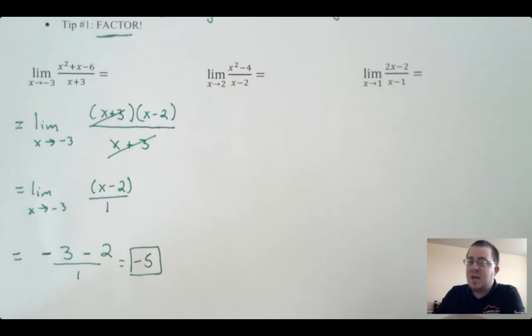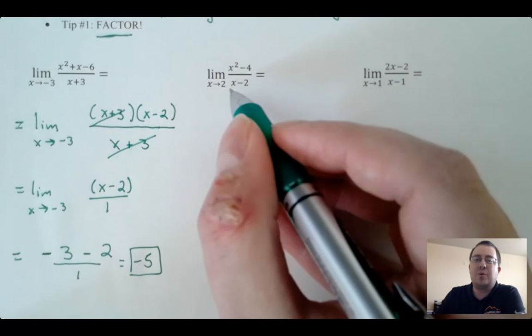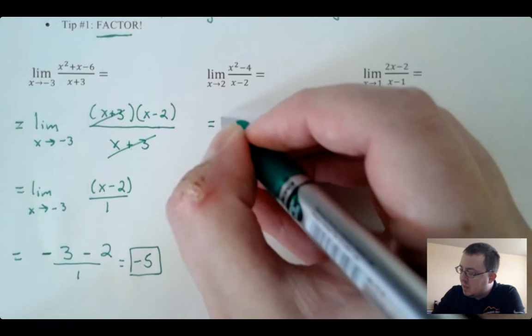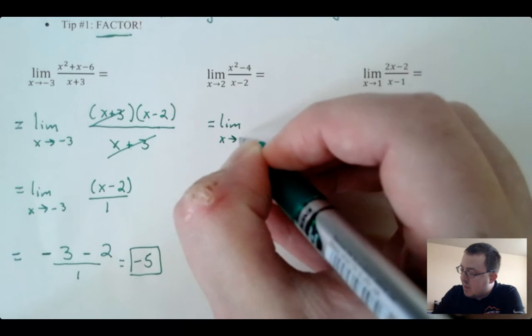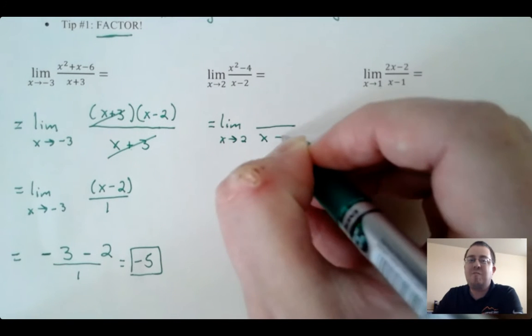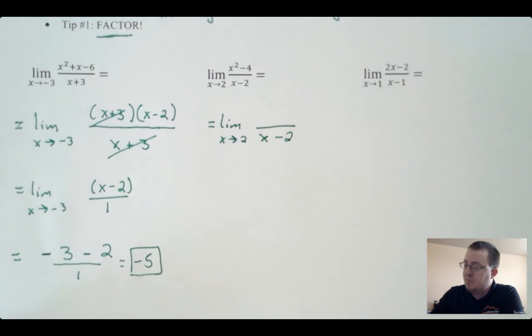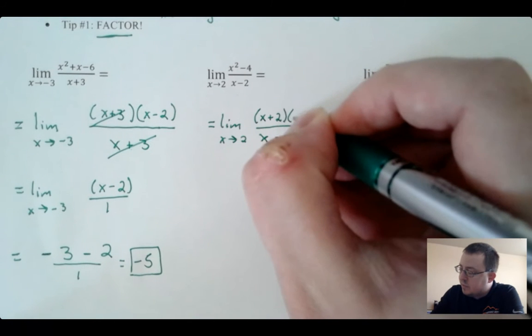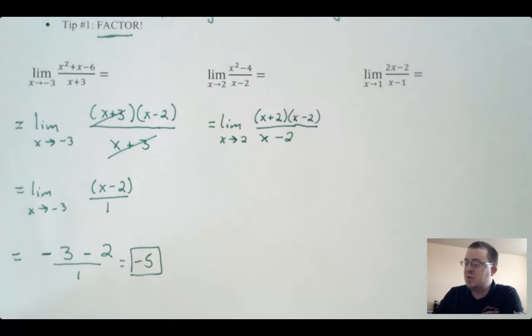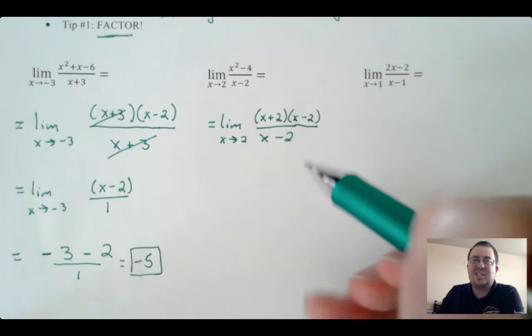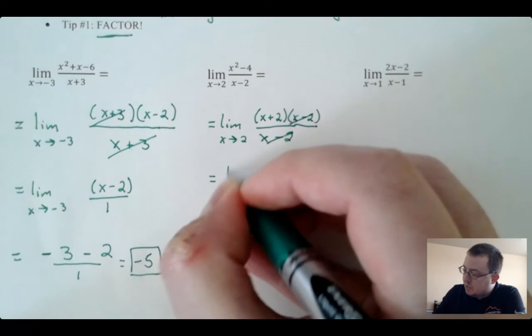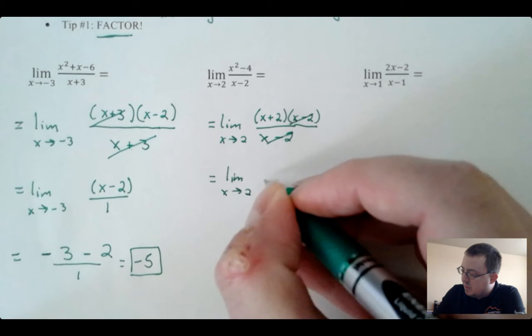Okay, so the limit as x approaches 2 of x squared minus 4 over x minus 2. The denominator is not going to change, so I'm going to say limit as x approaches 2, my denominator is going to be x minus 2. But I can factor the numerator. It's a difference of squares, and I can factor it to x plus 2 times x minus 2. So 2 and negative 2, numbers that multiply to negative 4 but add to 0 because there's no middle term. The x minus 2s are going to cancel again. So this is the same thing as the limit as x approaches 2 of just x plus 2.